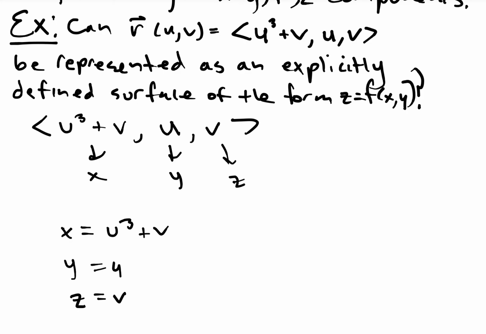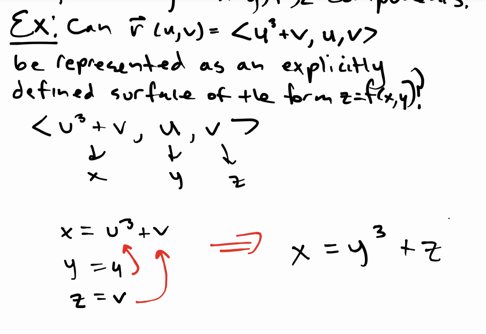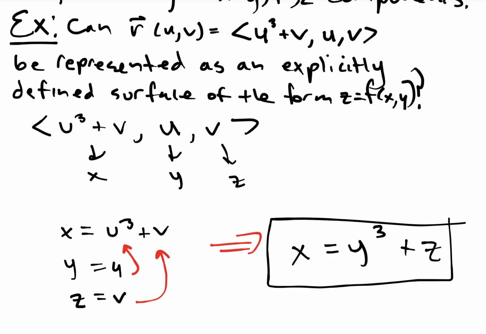Well, in this particular case, the substitution is actually pretty straightforward. If I replace u with y, and if I replace v with z, this is going to give me an equation of the form x equals y cubed plus z. And this is actually going to be the surface that you would want here.